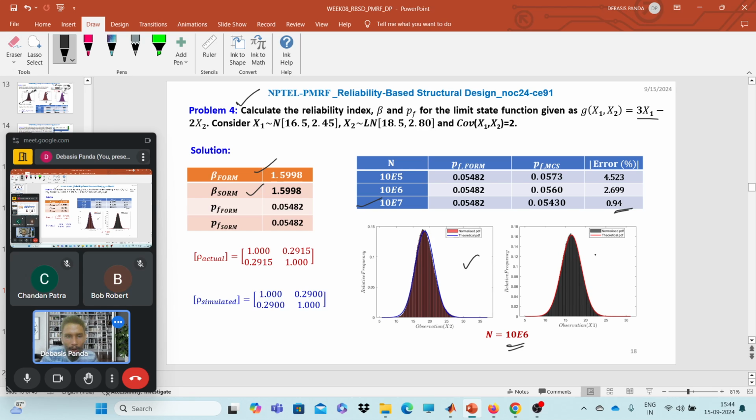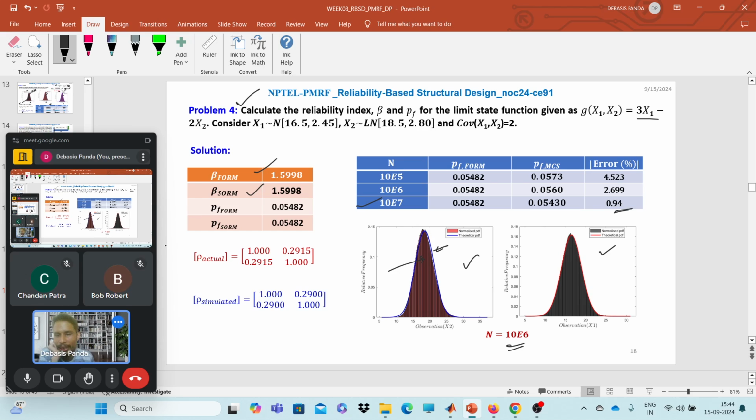I have plotted these two graphs also, for 10 to the power 6. Now if you look closely here, between the theoretical and the normalized PDF, a little mismatch is there, right? Because if I plot for 10 to the power 7, it will give a proper match of these two PDFs, because for 10 to the power 7 simulations I am getting exact or near exact values for this simulation. So these are the basic concepts.